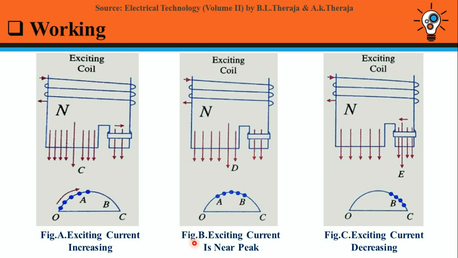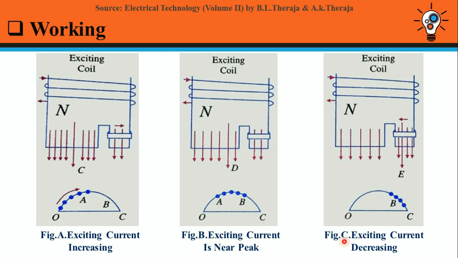Now, take a look at figure B. At this moment, exciting current is near its peak, that is from point A to point B, as you can see in lower part of figure B. Here, the change in exciting current is very low. Hence, no induced EMF, therefore no current in shading coil. The flux produced by exciting current is at max value and is uniformly distributed over the whole pole face. So the magnetic axis shifts to the center of the pole, that is from N to D at the center of the pole.